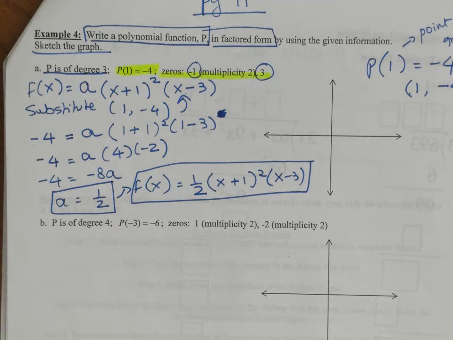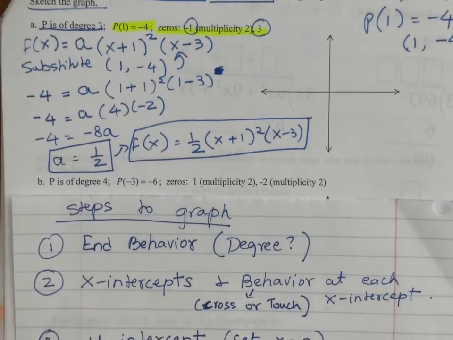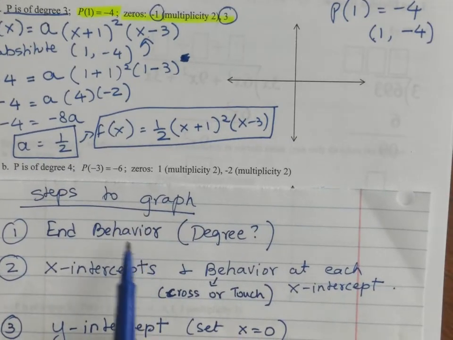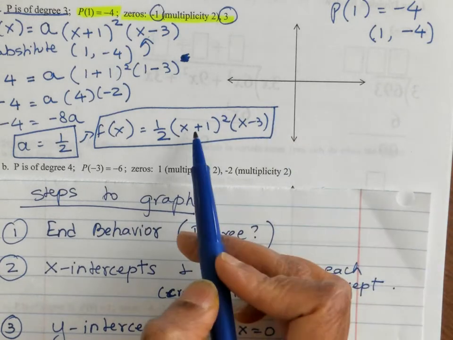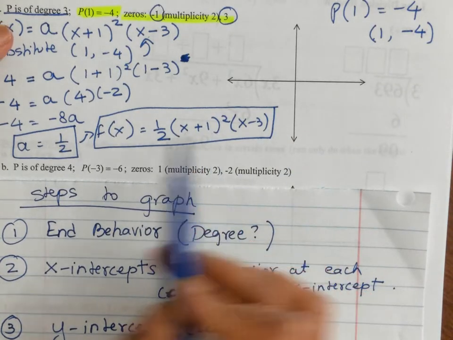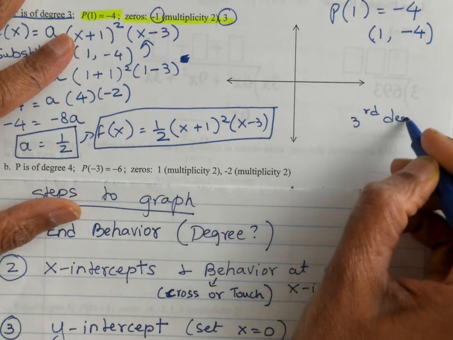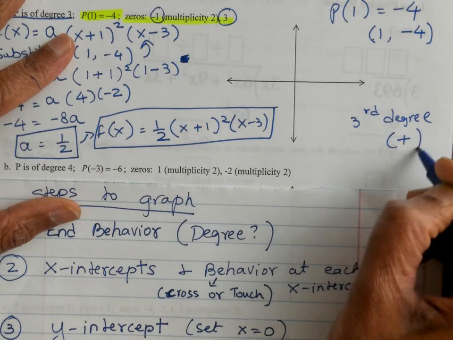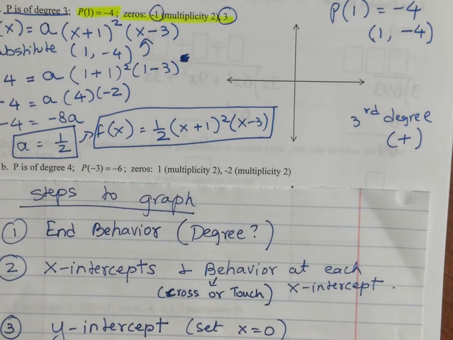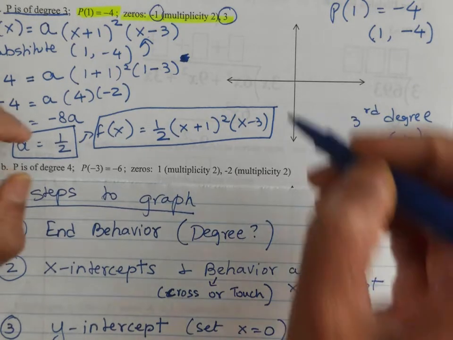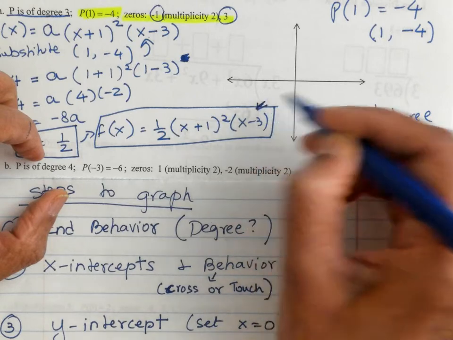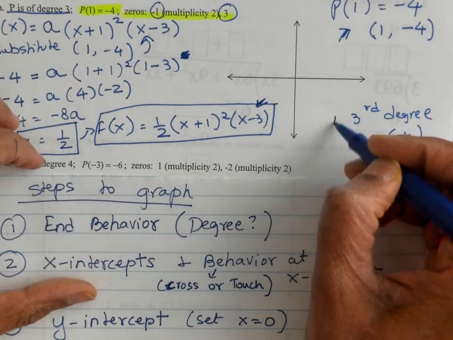Okay, now that you know how to graph a polynomial, go ahead and do these 3 steps. First, find the end behavior. You know the degree to be third degree with a positive coefficient. That means it's going to behave like a positive linear graph with a positive slope. So it will start in this and end in this. So that's your step number 1.